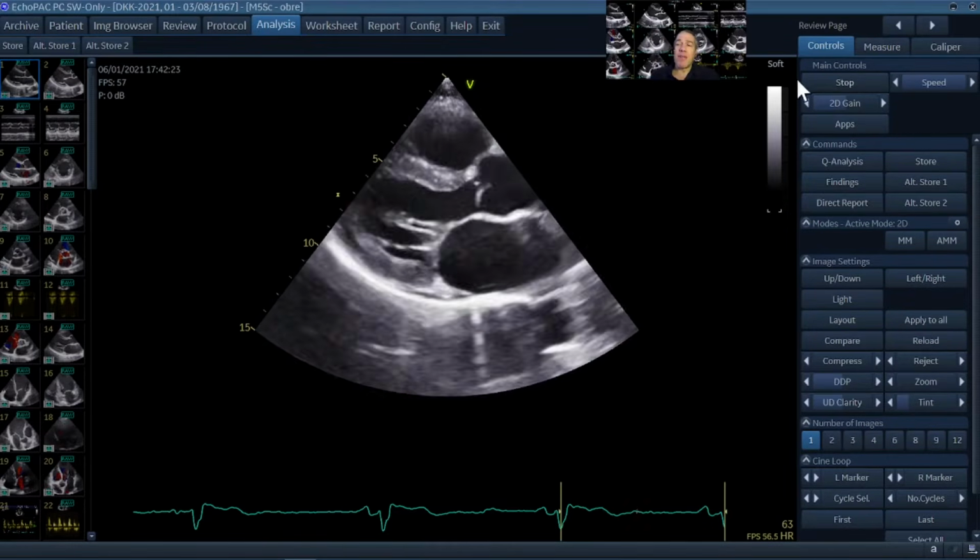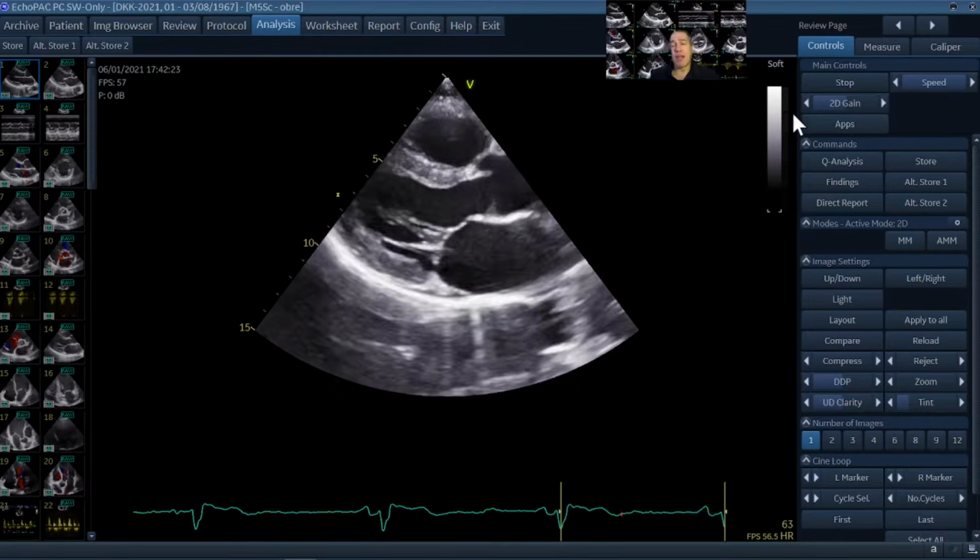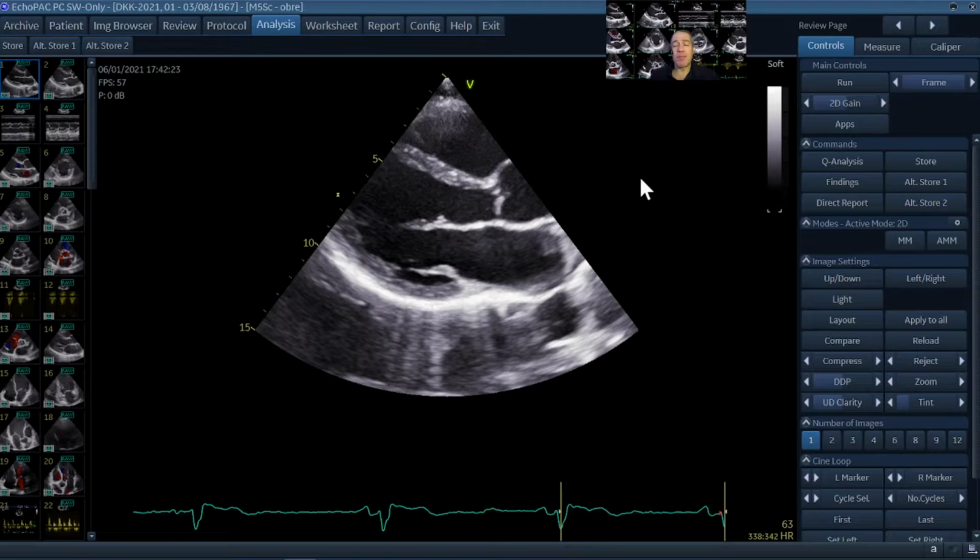Now, when we want to do the measurements, we will stop the image, and then we do the measurements, typically the diameters of the left ventricle and left atrium in end diastole and end systole.